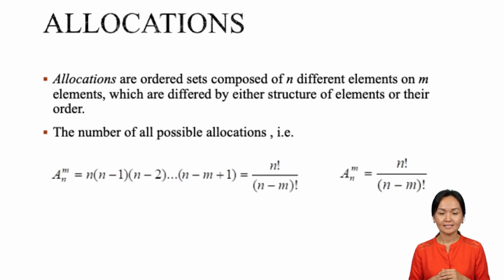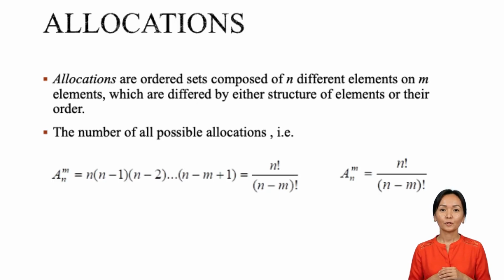Allocations are ordered sets composed of n different elements taken m at a time. These sets can differ either by the structure of their elements or by the order in which those elements appear. The key difference between allocations and permutations is that in allocations we're selecting a subset of the available elements, not using all of them, and importantly, the order of selection still matters.